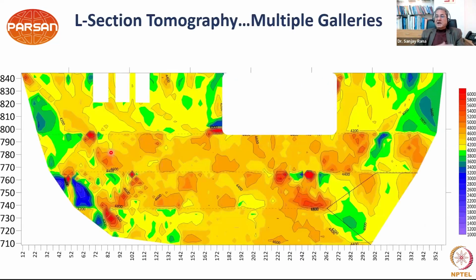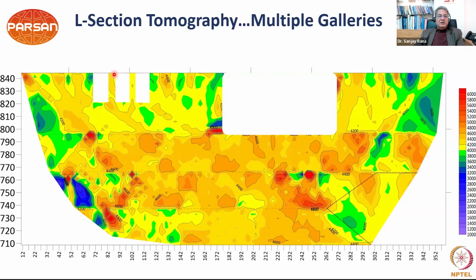If a dam has multiple galleries, for example, this is an example of a dam where it has 1, 2, 3, 4 galleries. This is a pretty high dam. As you can see, 840 to 710, so it's around 130 meters total elevation. And you can do the same thing between, let's say, dam top and first gallery. This is the spillway, so spillway crest, again spillway, so spillway crest. Then from the first gallery to the second gallery to the third gallery, and third gallery to the last gallery. So the same procedure can be adopted even if there are multiple galleries.